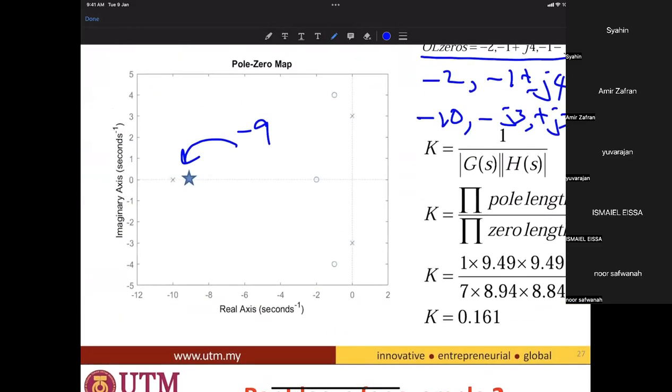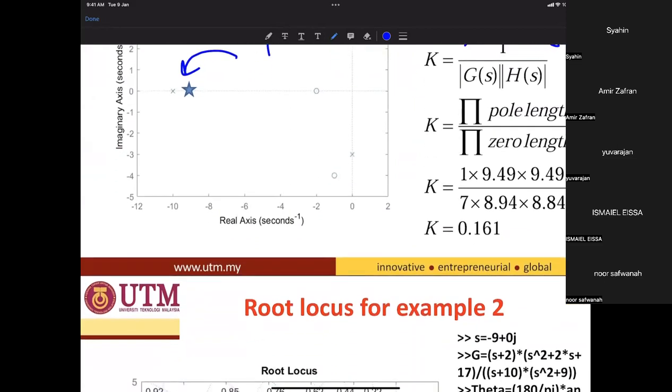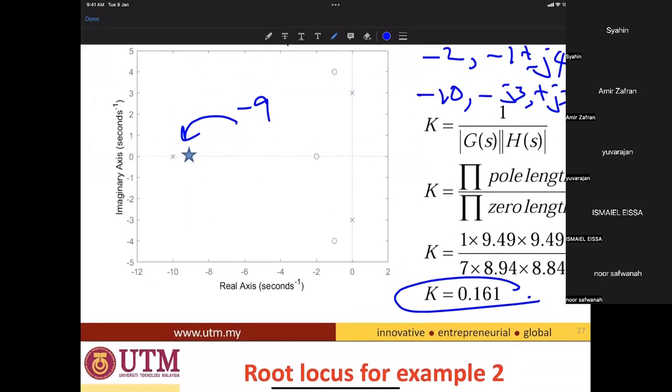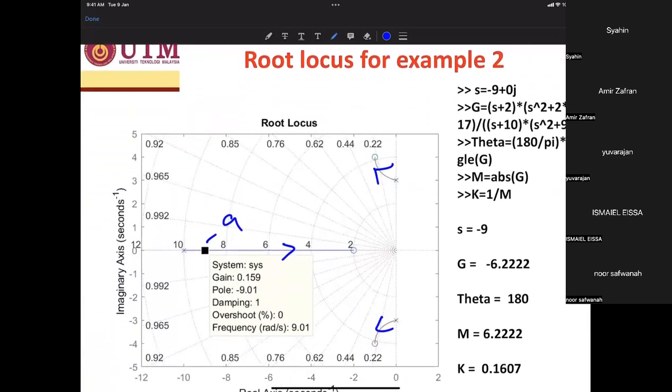So that's why we calculate the gain, which is the length of the poles divided by the length of the zeros. We get 0.161. How do you get 0.161? The easiest way is using MATLAB programming. The other way is by calculation, by calculating L1, L2, L3, and L4. Sorry, earlier I said zeros divided by poles, but actually it is pole length divided by zero length. This is the poles length, and this one is the zeros length. So you get 0.161.